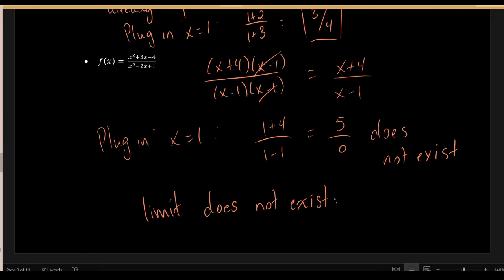However, piecewise functions might have holes in the graph. Rational functions might also have holes, so we found the limit first by simplifying the function to get rid of the holes, and then by plugging it in.